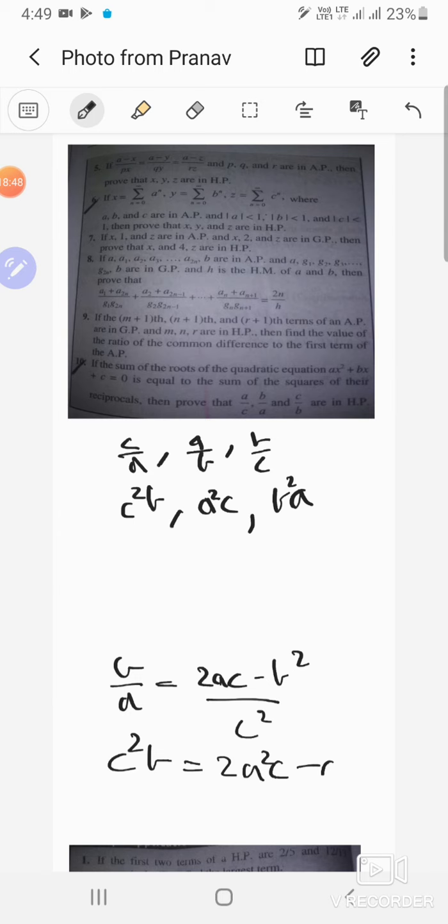If (a minus x) upon px is equal to (a minus y) upon qy is equal to (a minus z) upon rz, and p, q, r are in an AP, then prove that x, y, z are in harmonic progression.